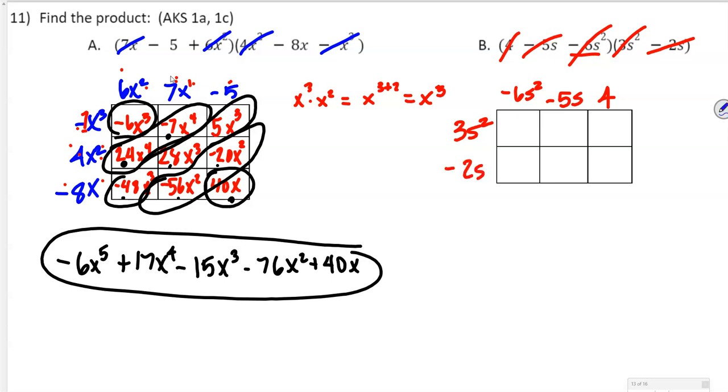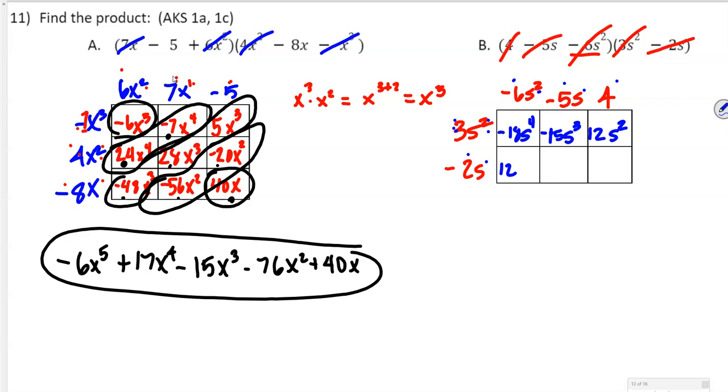So here we go again. Negative 6 times 3 is negative 18. We're going to add 2 to 2. That's going to be s to the 4th, right? Negative 5 times 3 is negative 15. 2 plus 1 is s to the 3rd. And then 4 times 3 is 12. And we got our s squared, right? We got a negative 6 times a negative 2. That's going to give us a positive 12.